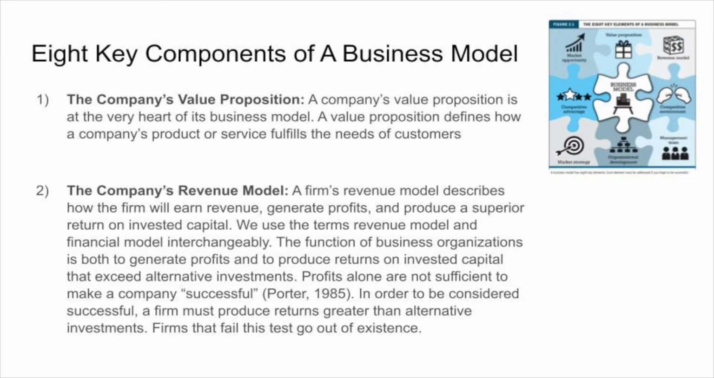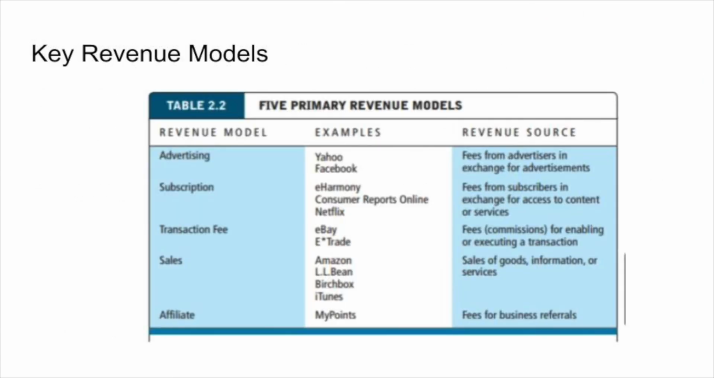Second, in terms of the business model of firms, it has to tell how it's going to generate its revenue. Okay, it has to say that, and it has to say it in such a way that it makes enough money to make this particular option the best option relative to all the others. So the revenue model is how the company is going to generate money to make profits. There's lots of examples of revenue models out there.